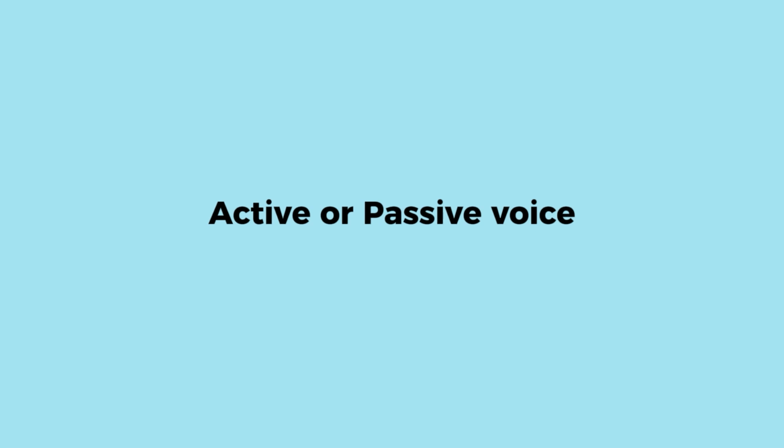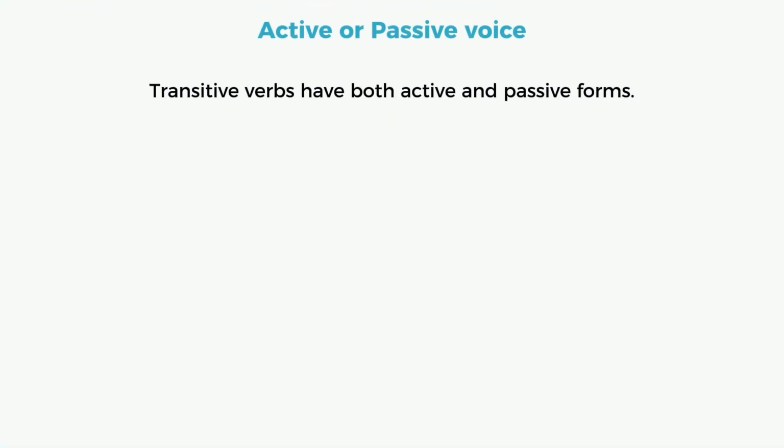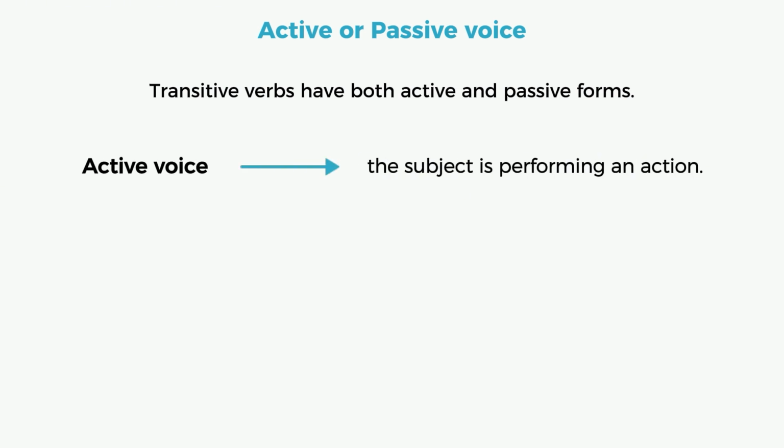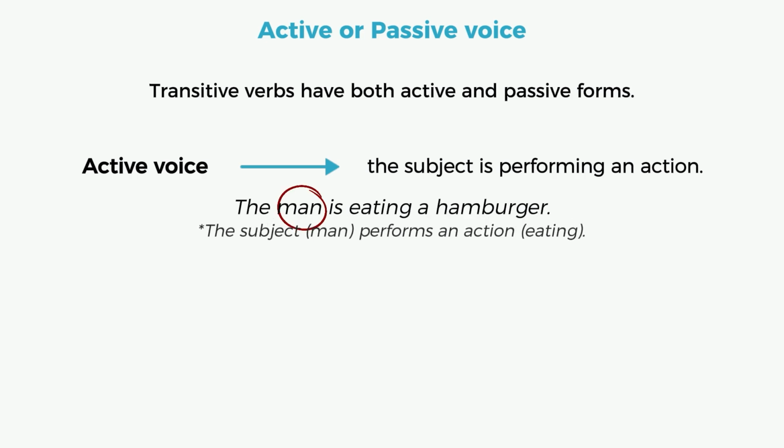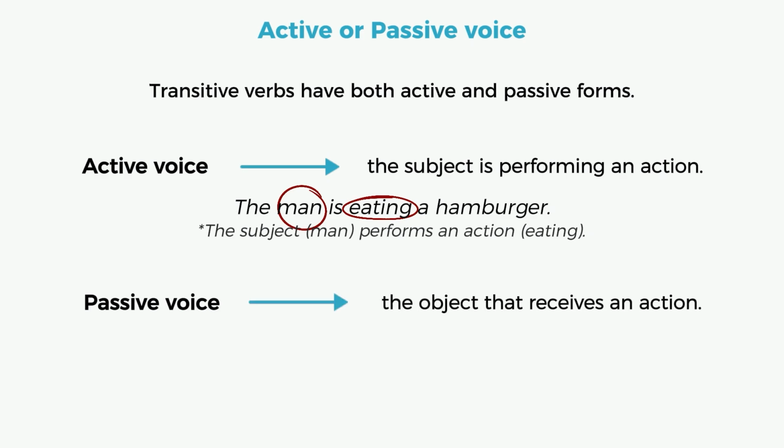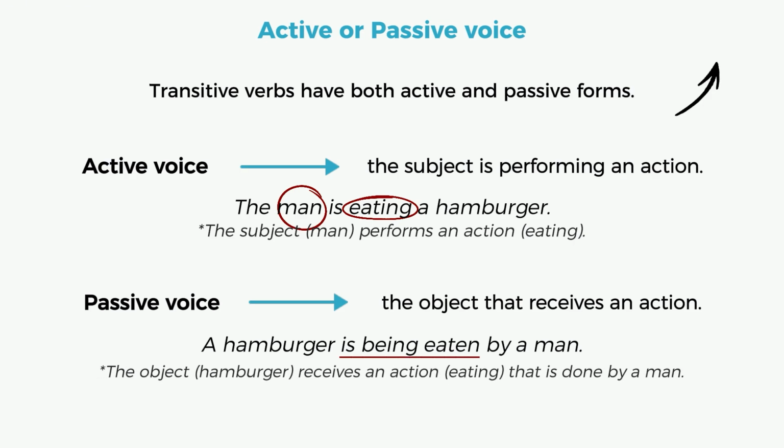Active or passive voice. Transitive verbs have both active and passive forms. In the active voice, the subject is performing an action. For example, the man is eating a hamburger. The subject, man, performs an action, eating. The passive voice focuses on the object that receives an action. Look at the same sentence. A hamburger is being eaten by a man. The object, hamburger, receives an action, eating, that is done by a man.